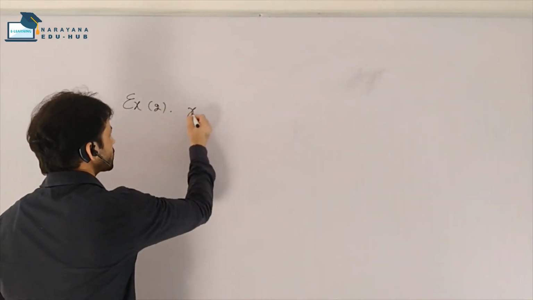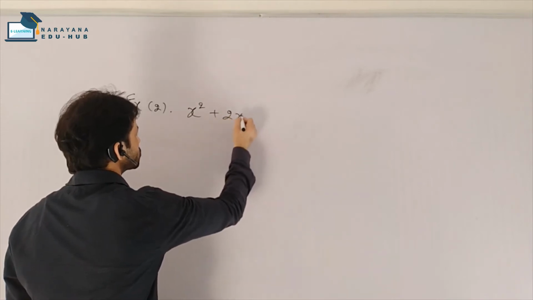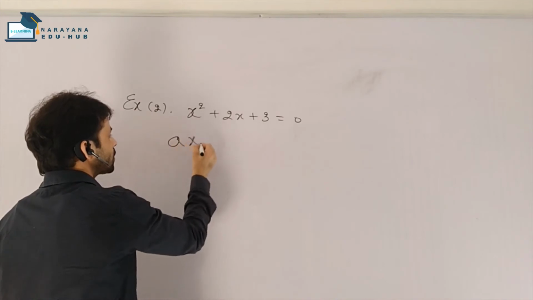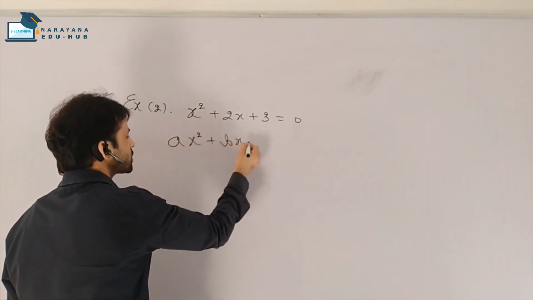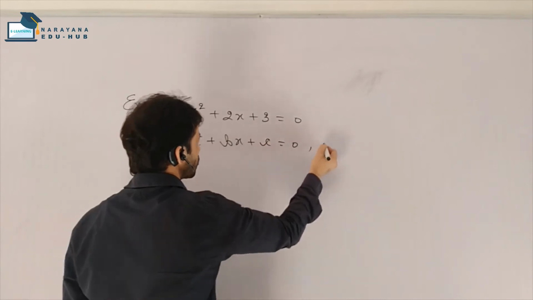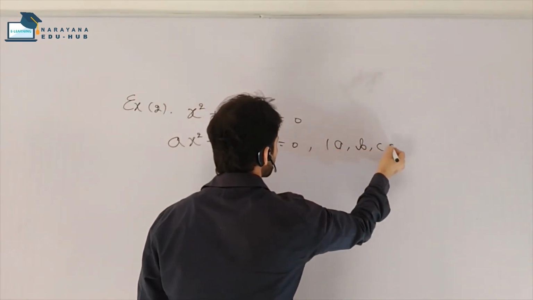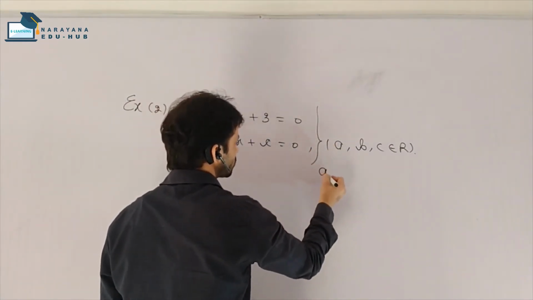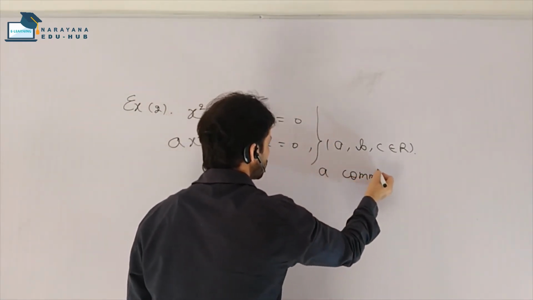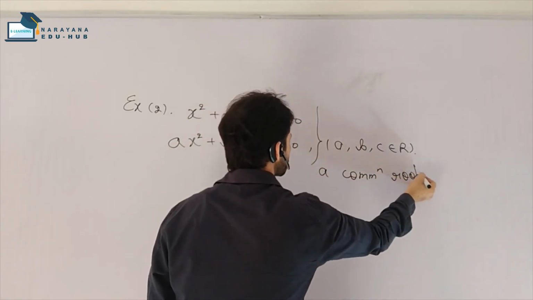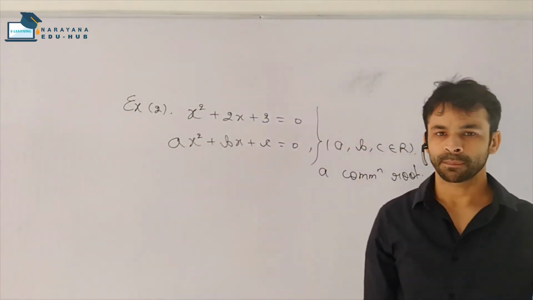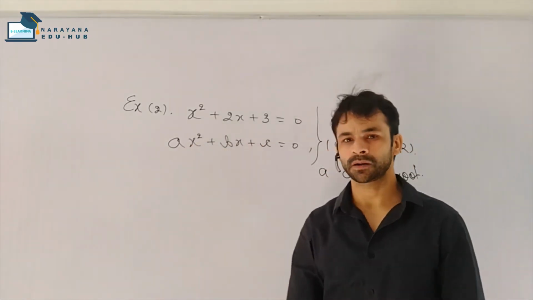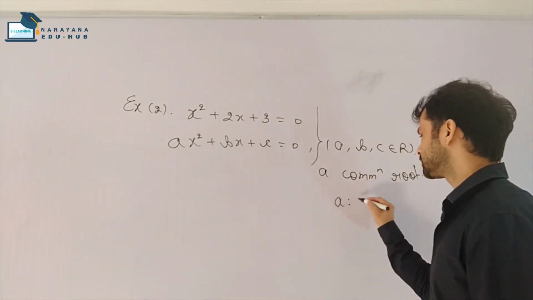Okay, x square plus 2x plus 3 equal to 0, and ax square plus bx plus c equal to 0, where a, b, c belong to real numbers, and they have a common root. A common root they have. So you have to find the ratio of these coefficients a, b, c. You have to find a is to b is to c.